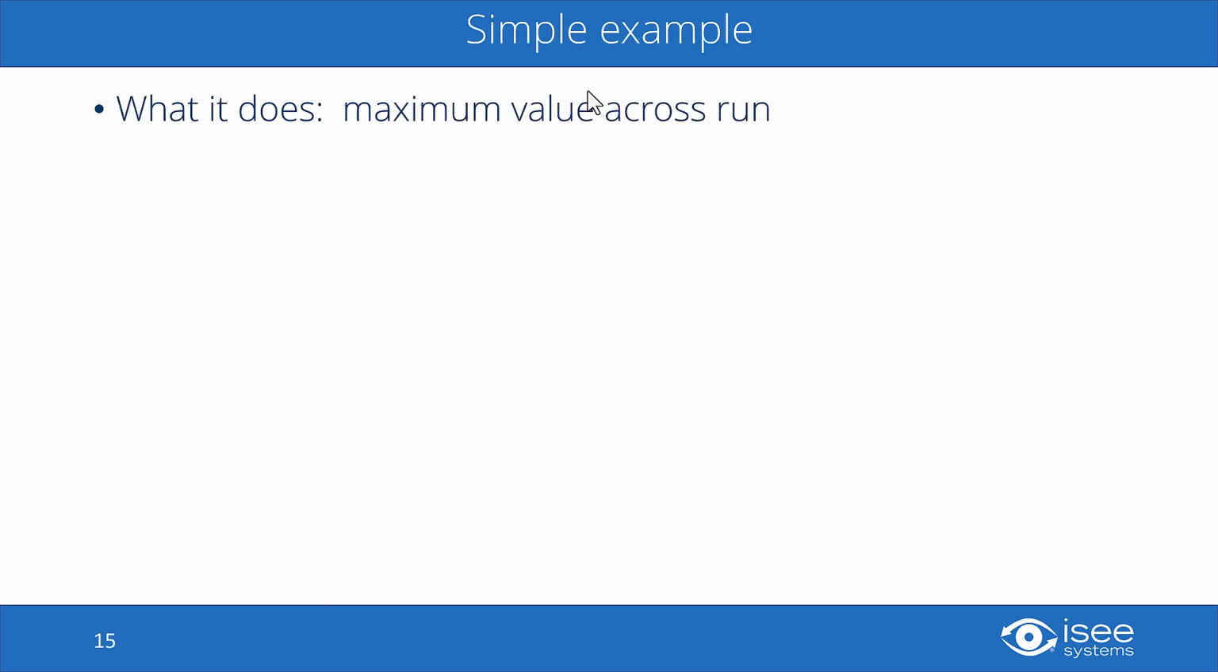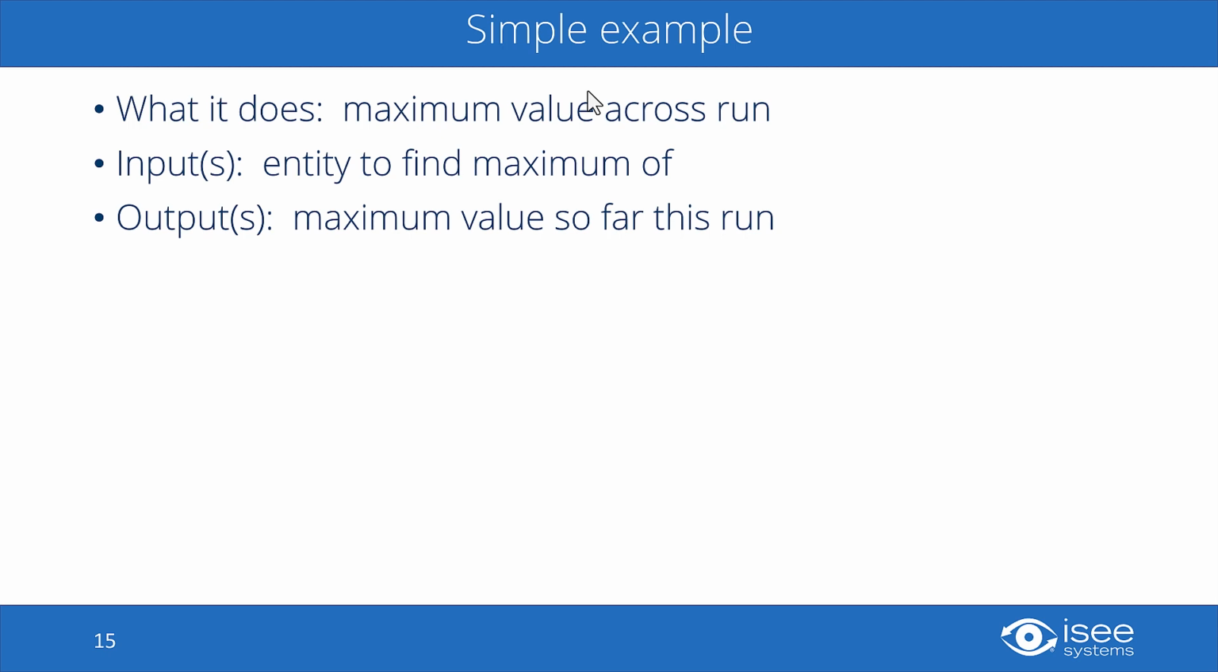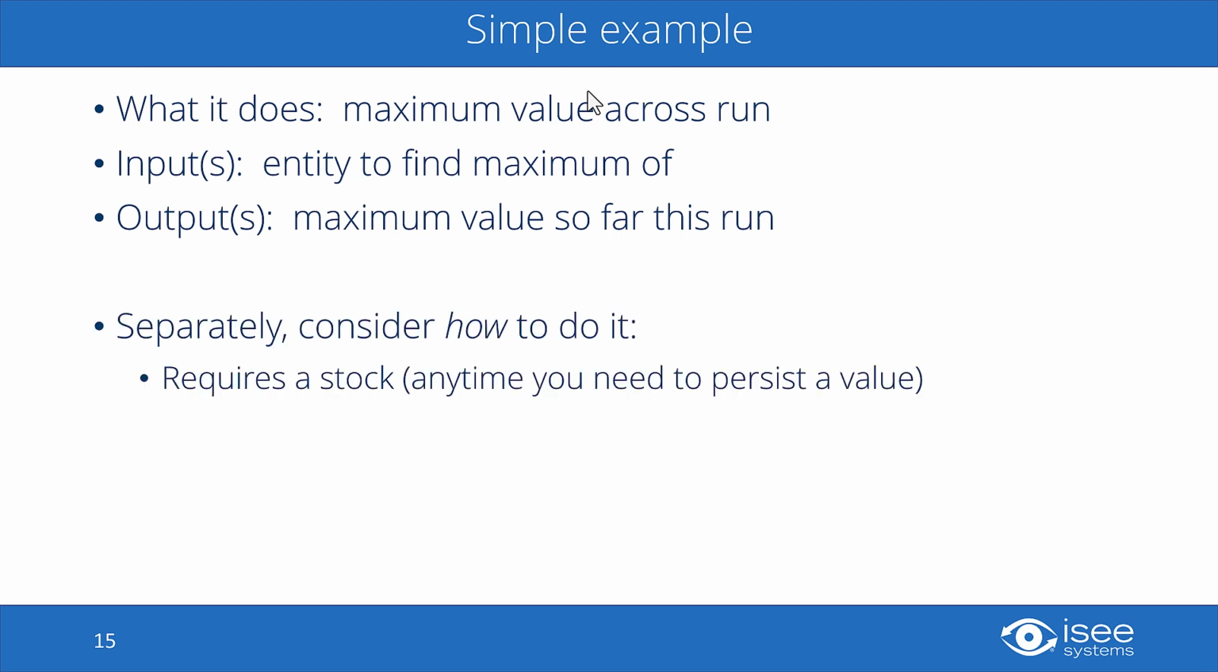Let's pick a simple thing. We want the maximum value across the entire run. The input will be the entity we're going to find the maximum of, and then the output will be the maximum value so far for this run. Then we have to think about how we want to do it.